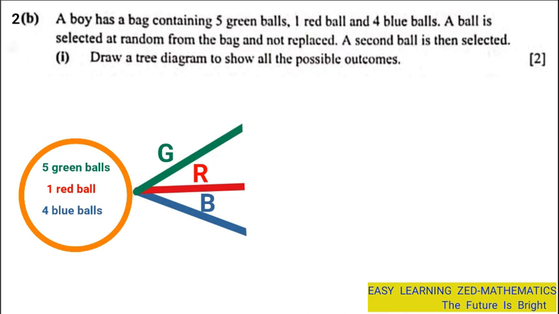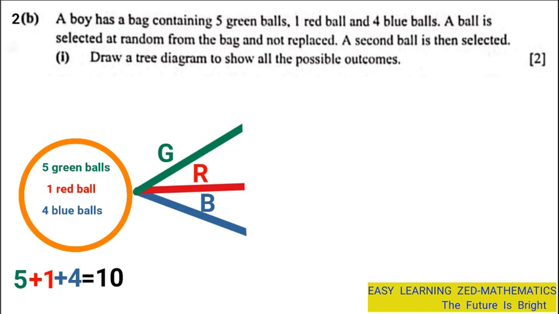So how many balls are in the bag? We have got 5 balls which are green, and we have got 1 ball which is red, and we have 4 balls which are blue. Now when you put all these numbers together, 5 plus 1 gives us 6, and 6 plus 4 will give us 10. So in the bag there are 10 balls.